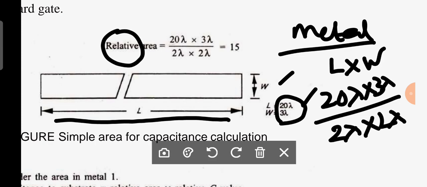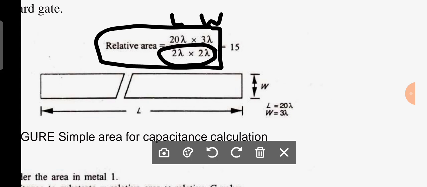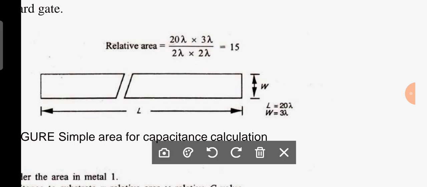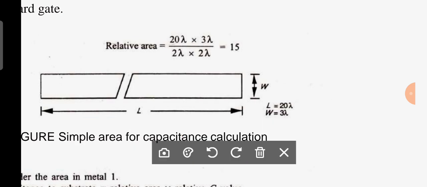Is it clear? Now you can observe very clearly here. Length into width. This is length and this is width. This is a standard one. Now you can observe very carefully. The lambda gets cancelled here. Then what are the remaining things you can observe? 2 2s are 4, 4 5s are 20, 5 3s are 15. This is the relative area. What is the relative area for this given layer?